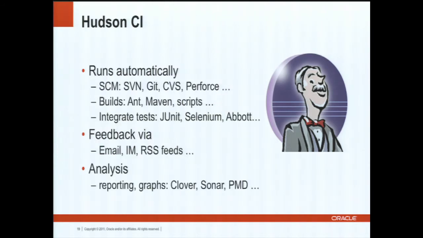And so Hudson CI runs automatically. You can have it integrate into any of your existing SCM systems, and it provides immediate feedback. You can configure it via multiple channels, including things like email, RSS, and news groups. And then it has a whole host of plugins that enable you to do things like reporting. Examples of those would be Sonar, which is a big dashboard that integrates into Hudson and gives you a full set of test suite results and links through that.